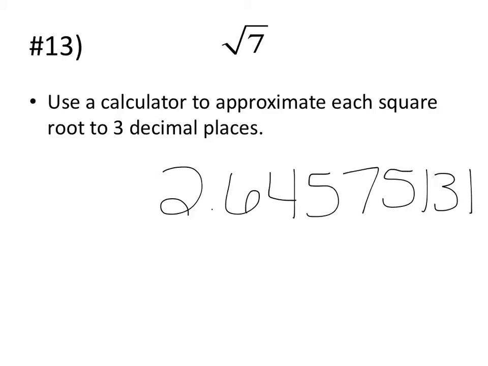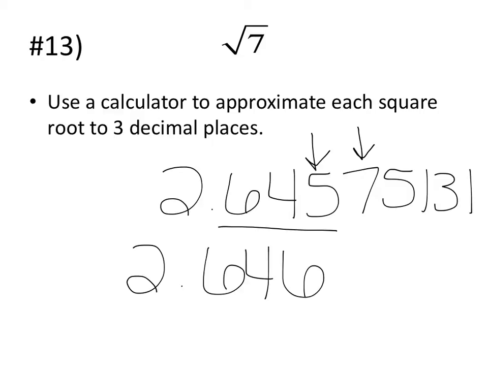2.6457513, but they said 3 decimal places, right? So they only want three here. But remember, if this number is higher than 5, you have to increase this number by 1. So it becomes 2.646. And that's your answer there.